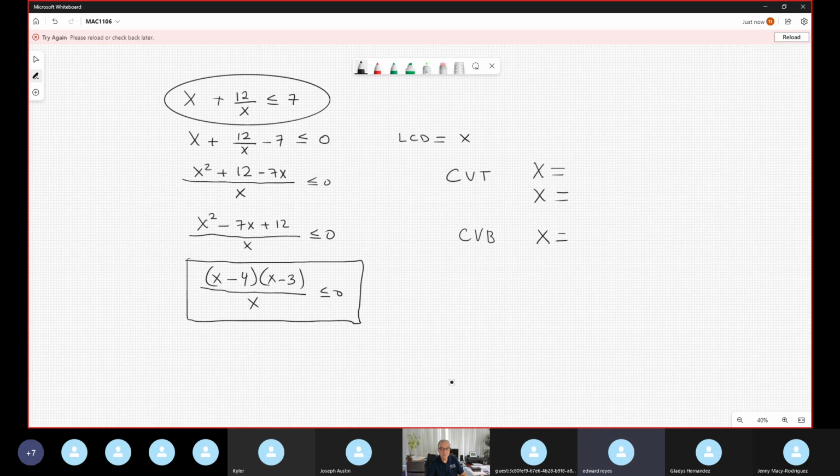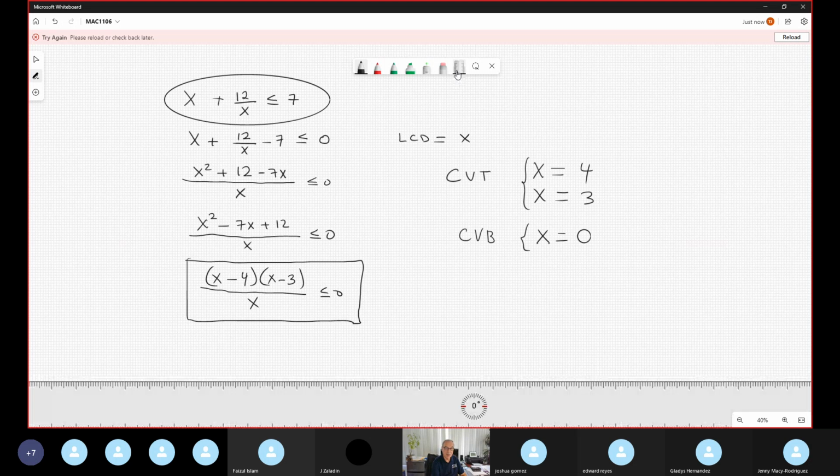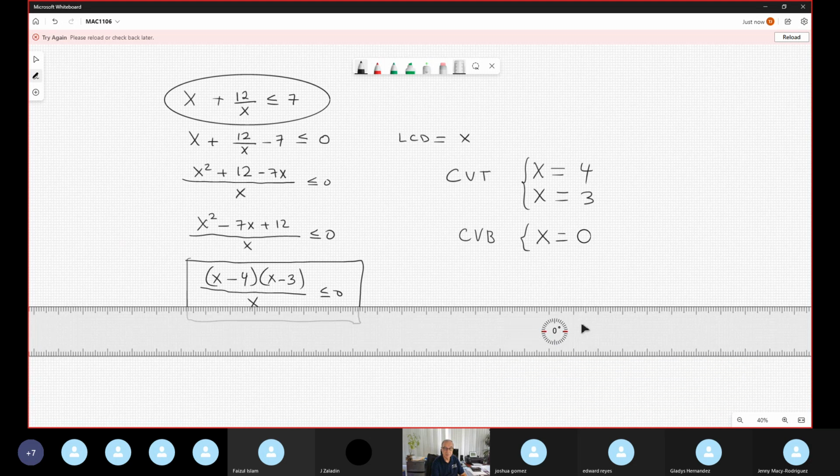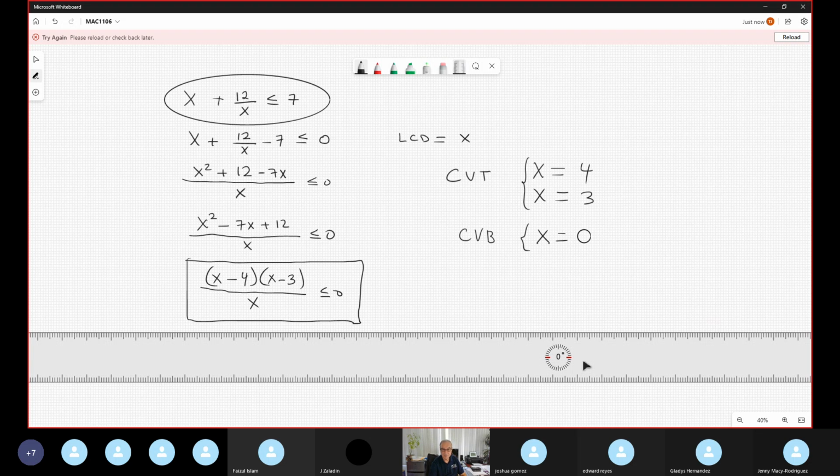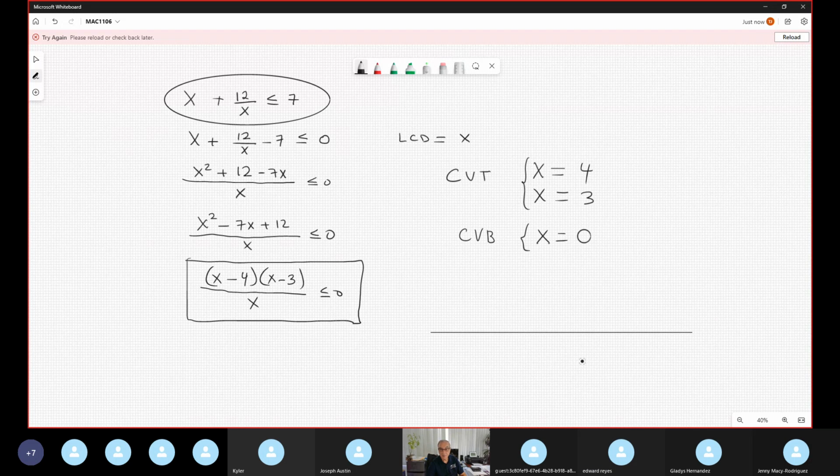X equals 4, X equals 3 on top. And then just 0. Cool. It's a critical value. Entonces, ¿en what part are you using the critical value? What is the next step? Create the number line. All real number line. Okay, ahí está.